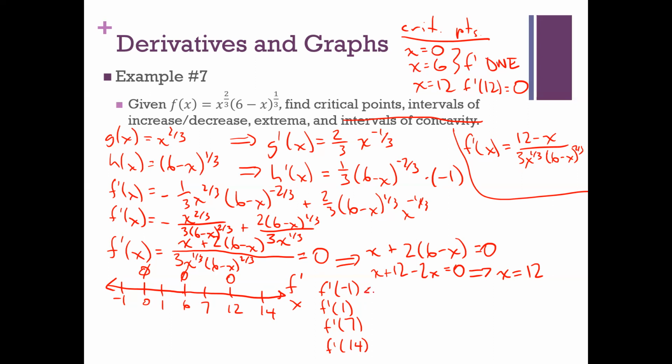So f prime of -1 is negative. So that is a decrease. So decreasing on what interval then? Negative infinity to 0. All right, f prime of 1.